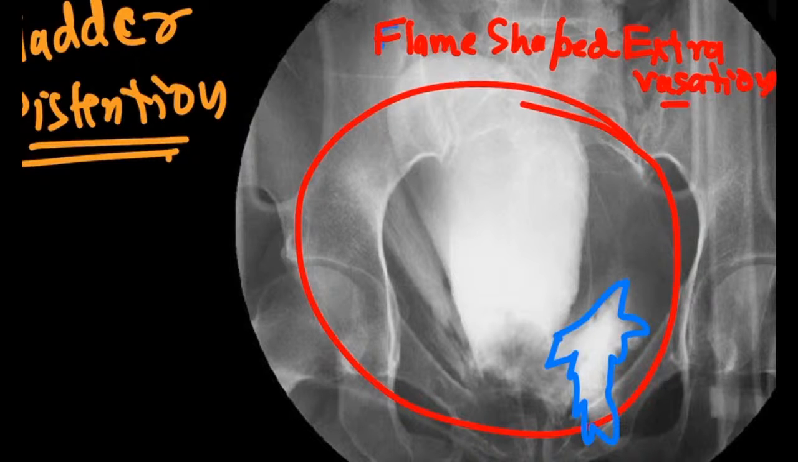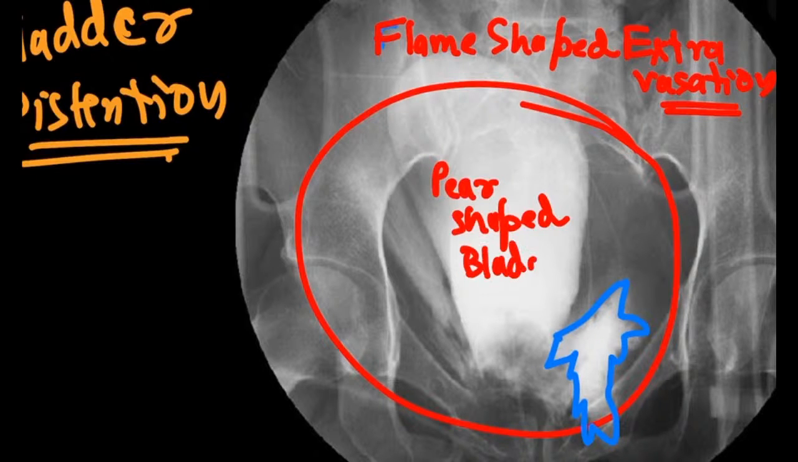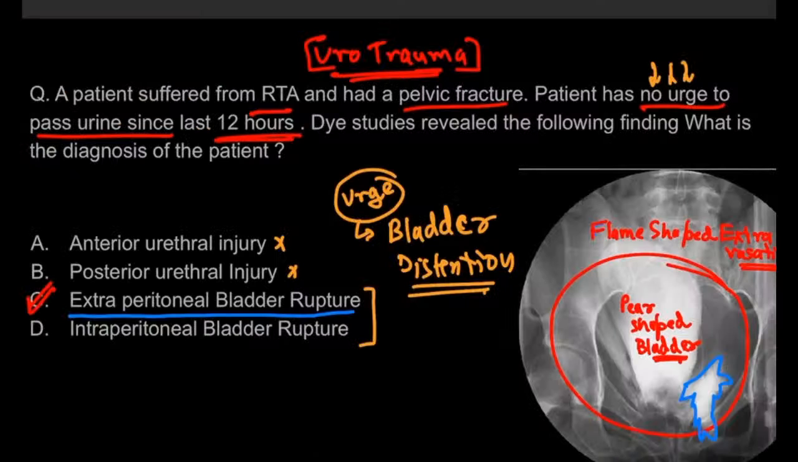Extravasation of the dye. This is what is called a flame shaped extravasation of the dye, and this is a feature of an extraperitoneal bladder rupture. At the same time, the patient is having a pear shaped bladder. This is again indicative of an extraperitoneal bladder rupture, right? Okay, I hope you get this point. So these are the important points regarding the extraperitoneal bladder rupture.